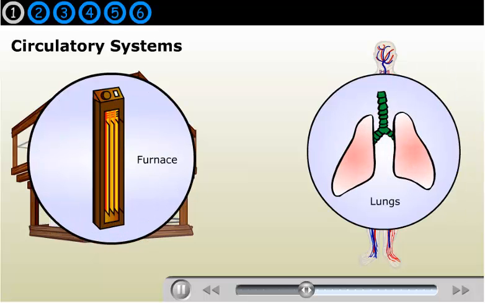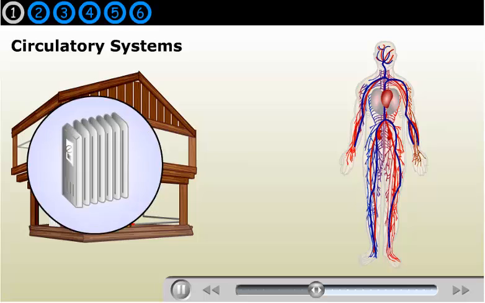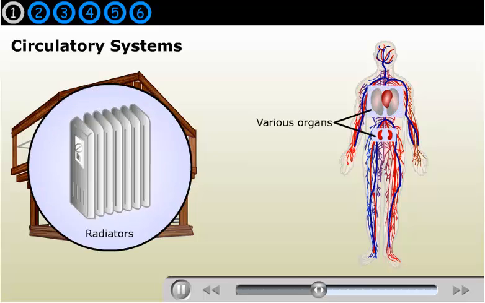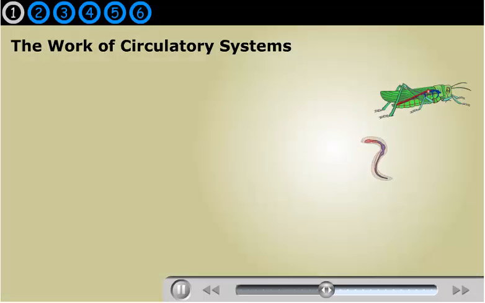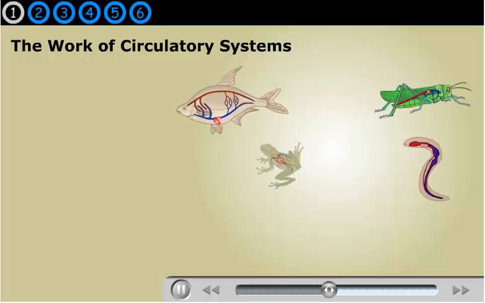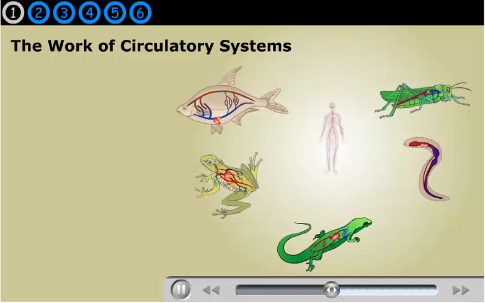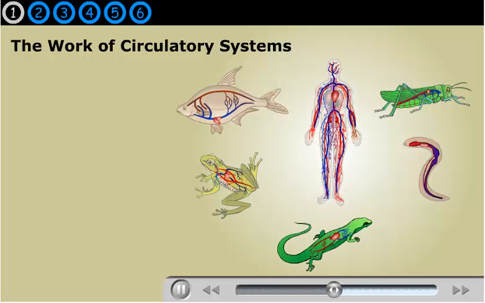The lungs enrich the blood with oxygen used in energy reactions, just as the furnace provides energy to heat the water in the house. The various organs of the body are equivalent to the radiators of the house's circulatory system. Animal circulatory systems differ from very simple examples, lacking pumps and pipes, up to the complex multi-chambered heart of vertebrates. But circulatory systems all perform a similar range of functions.